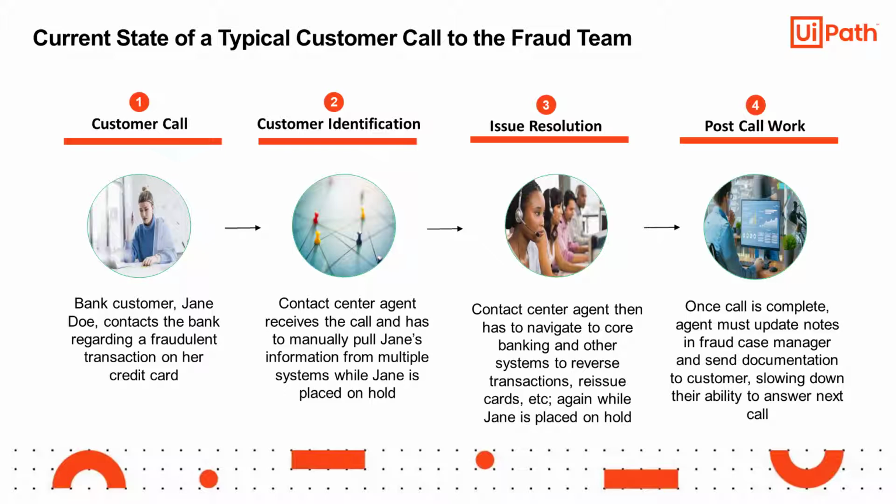The agent then has to go back into a core banking application or clunky mainframe to find the transactions in question. Then they'll have to click through to reverse the fraud, lock the card, and reissue a new card. All these actions, again, likely done with Jane holding on the other end of the line for what can seem like an eternity. And once the call with Jane is complete, the agent still may have to update account notes or send documentation to the customer, all additional work that slows down their ability to pick up the next call.